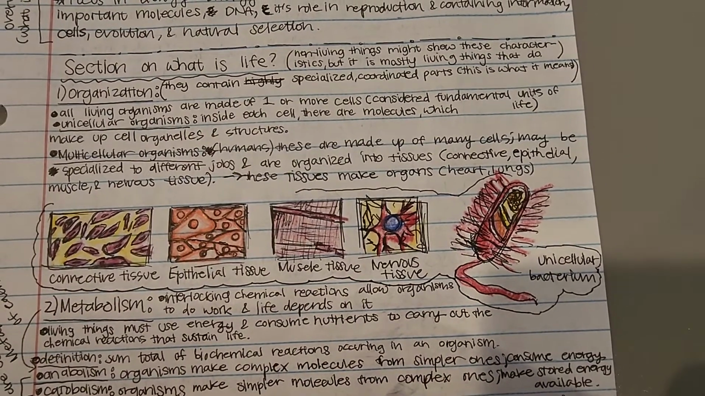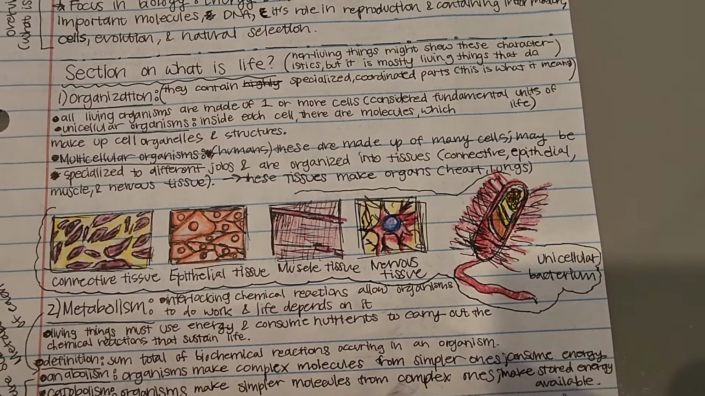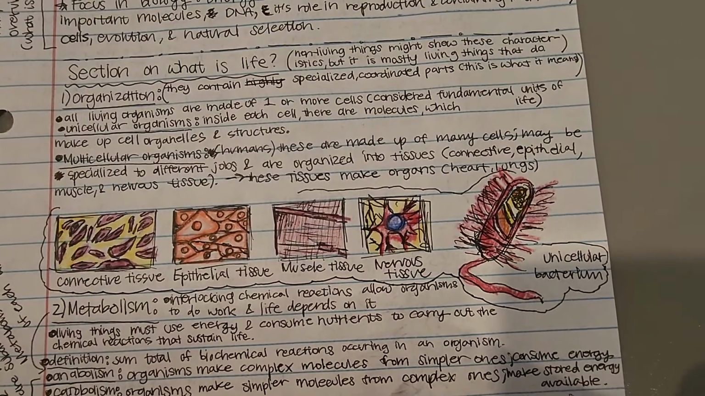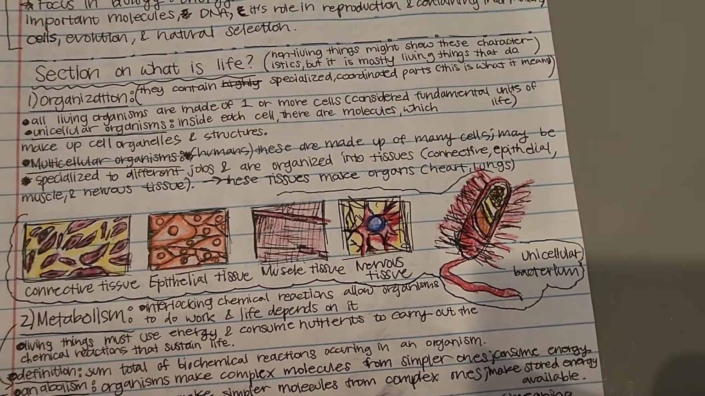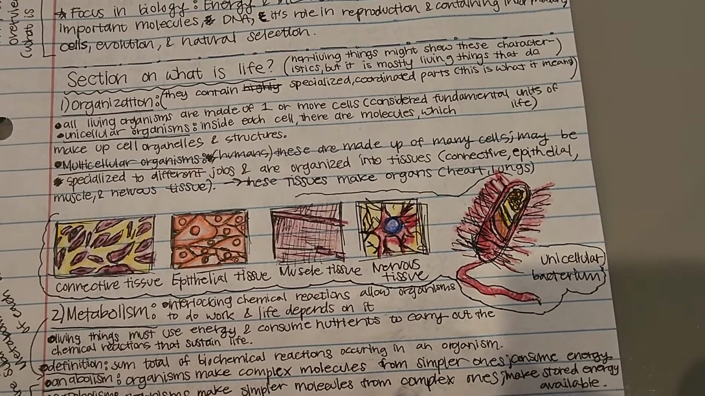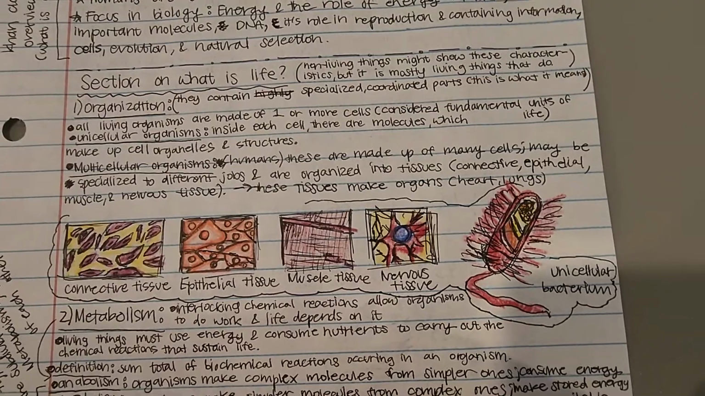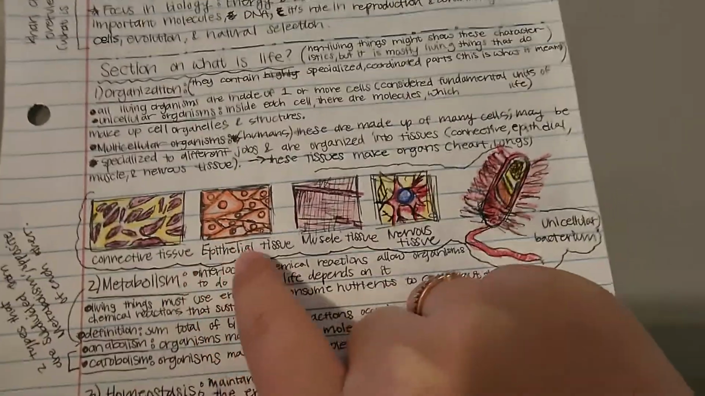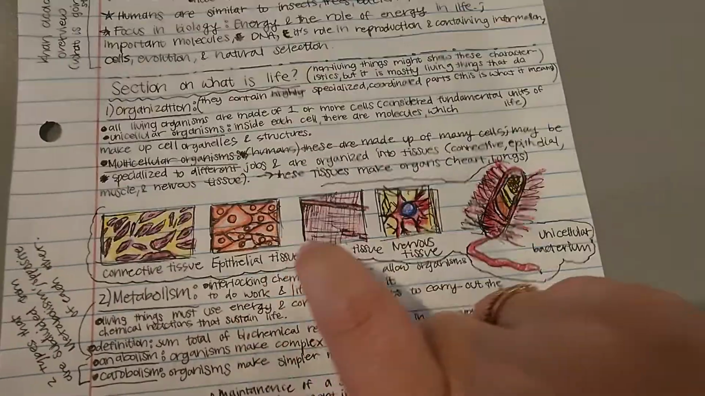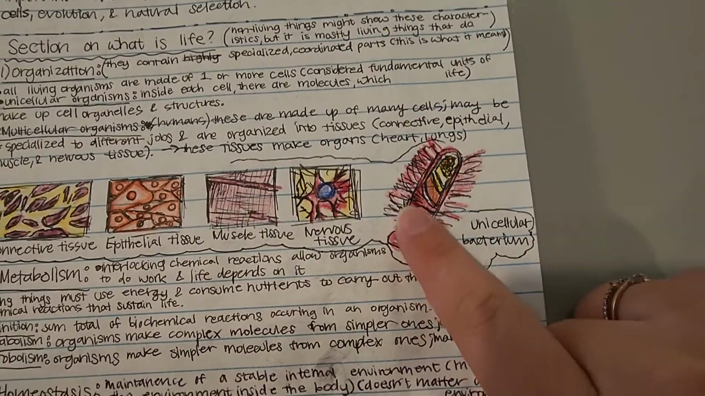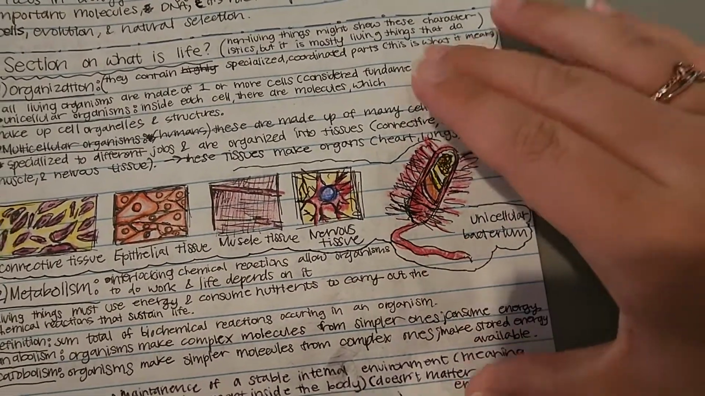are made up of many cells, may be specialized to different jobs, and are organized into tissues: connective, epithelial, muscle, and nervous tissue, and these tissues make organs such as the heart or lungs. I drew some pictures. This is the connective tissue, this is the epithelial tissue, this is the muscle tissue, and this is the nervous tissue, and this is a drawing of a unicellular bacterium.